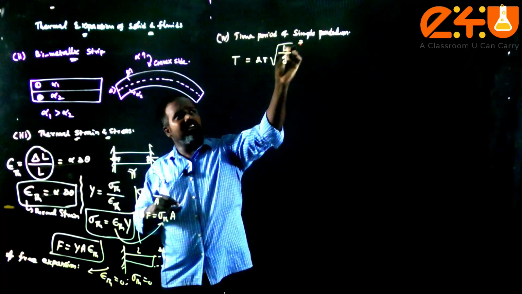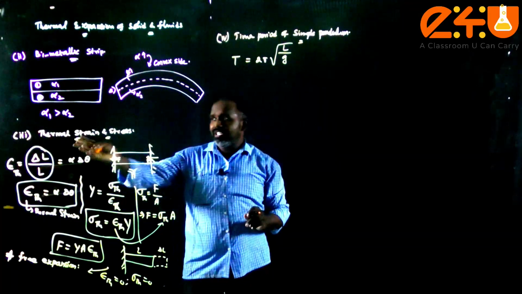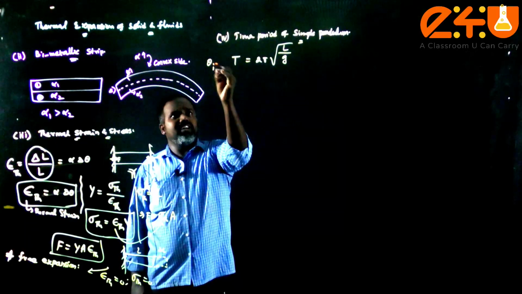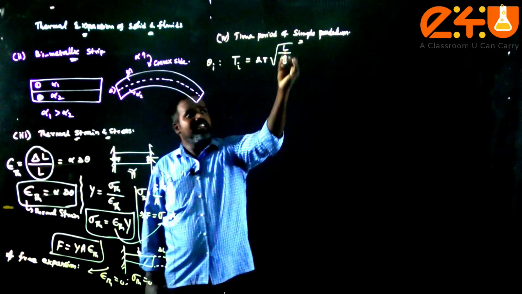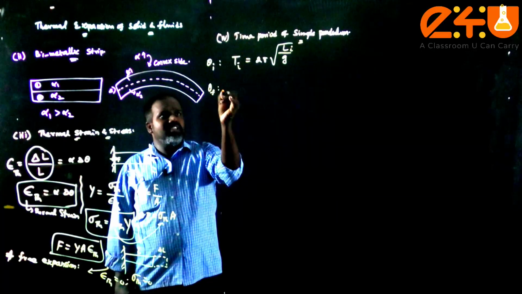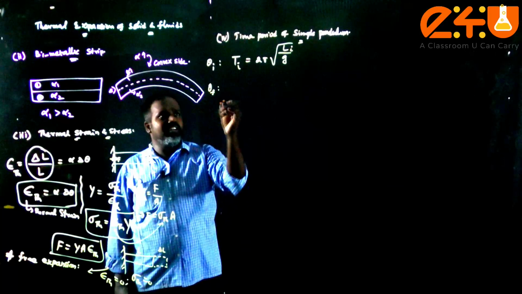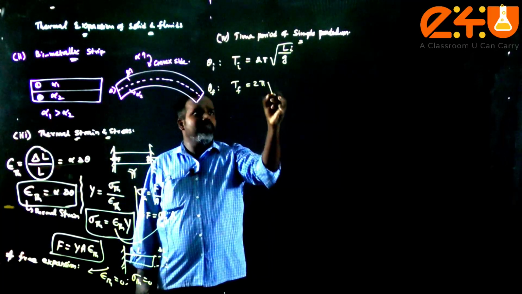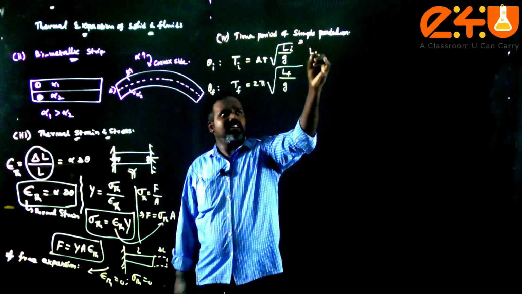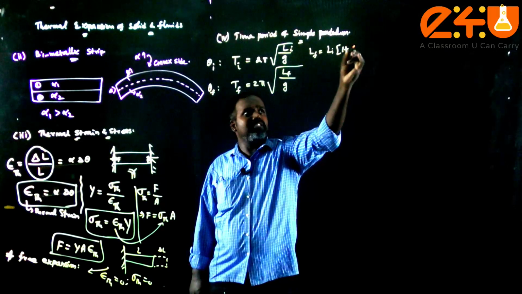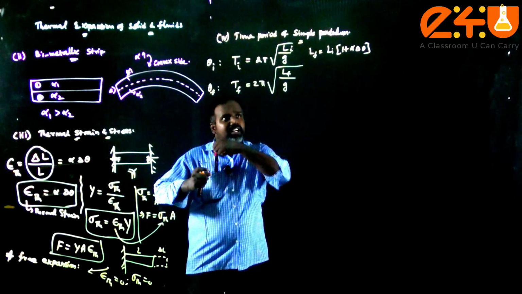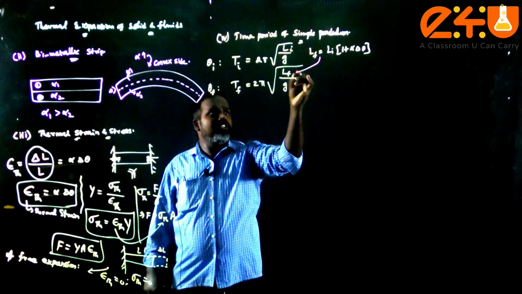Since this time period depends on length, whenever temperature changes, the length of the system will change. So this is the time period when the temperature is theta initial, and the corresponding length is taken to be L initial. Now the temperature of the system is changed, either increased or decreased, to theta final. Therefore T final is equal to 2 pi root over L final by g. But we know the formula L final is equal to L initial into 1 plus alpha into delta theta for one dimensional expansion.